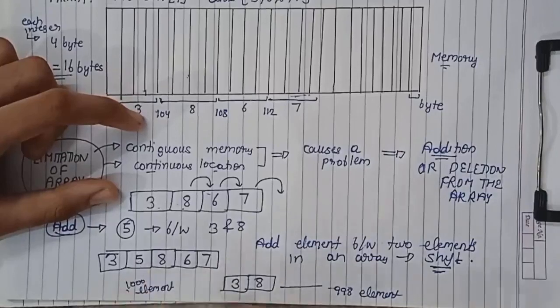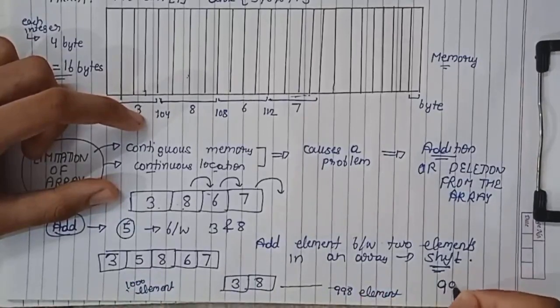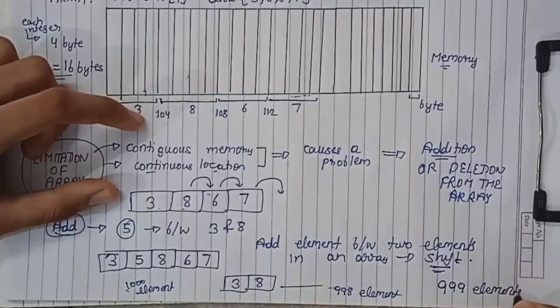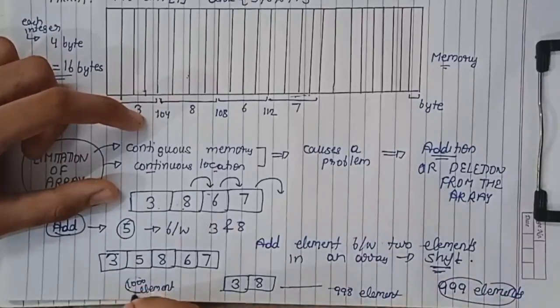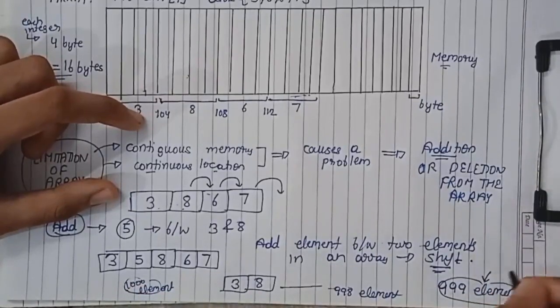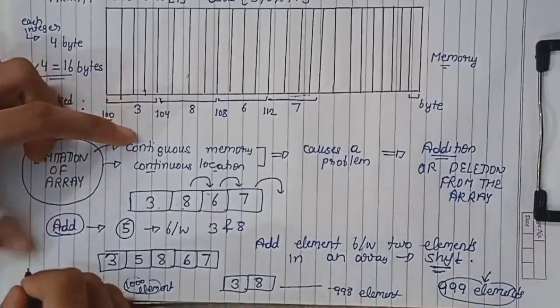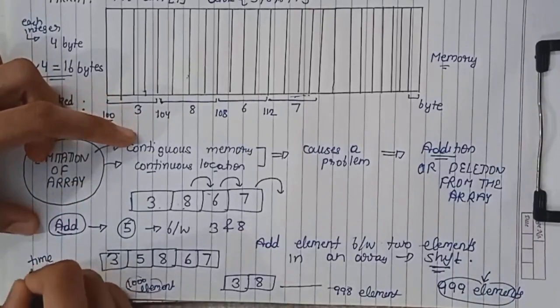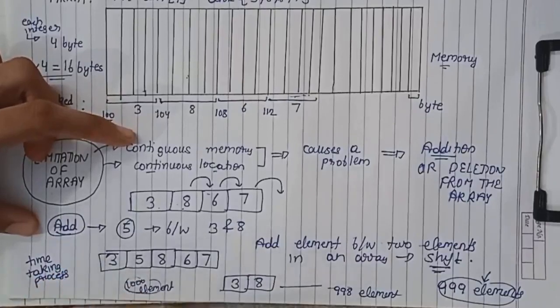If this array has 1000 elements, and in this array you need to add 5 between 3 and 8, then in that situation you need to shift 999 elements. And if I increase this number, then the number of elements that you need to shift will also increase. So this is a time-taking process, and this is not suggested.